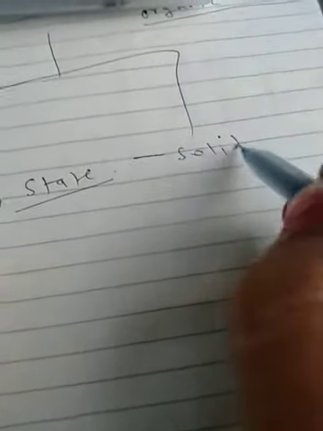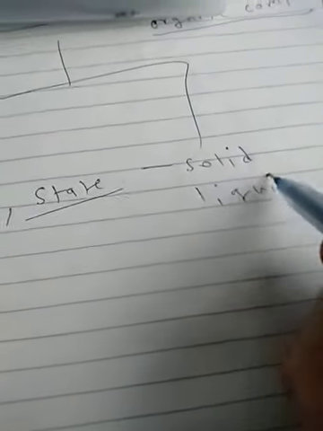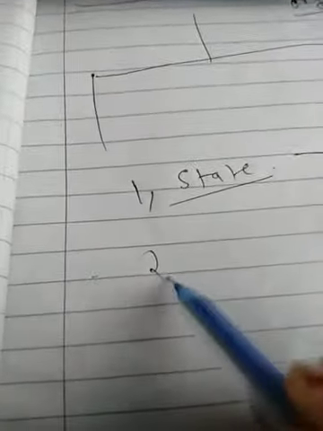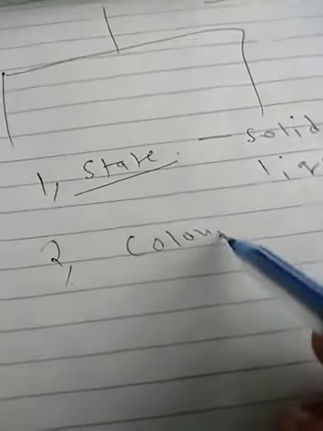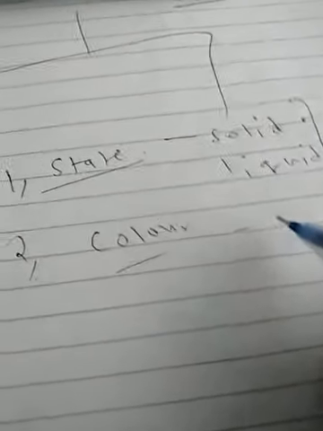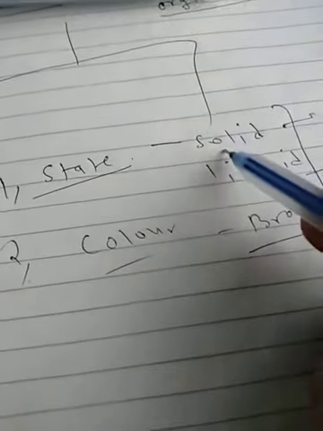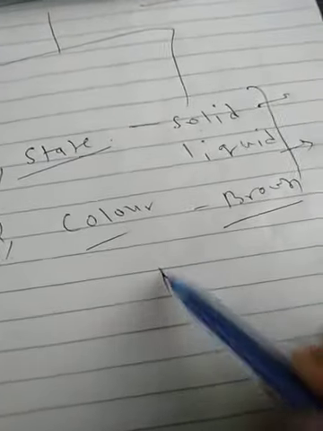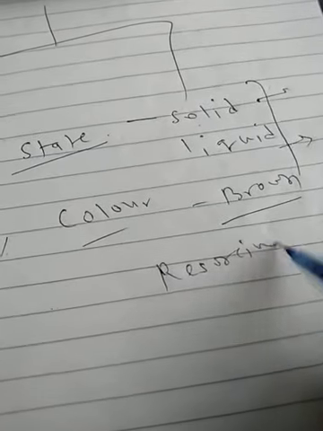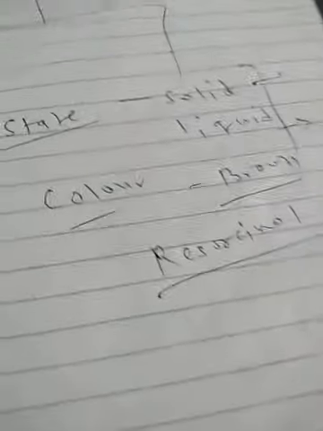First of all, you have to see the state. State means solid or liquid. Some compounds in your course are solid and some are liquid. Second, you have to see the color. On the basis of color, if your color is brown and your state is solid, it is very easy to identify: your compound is resorcinol.